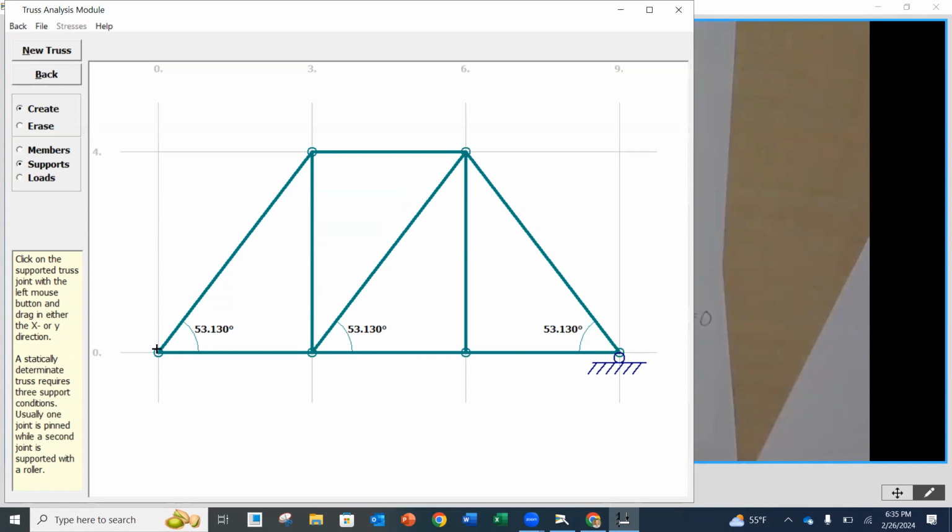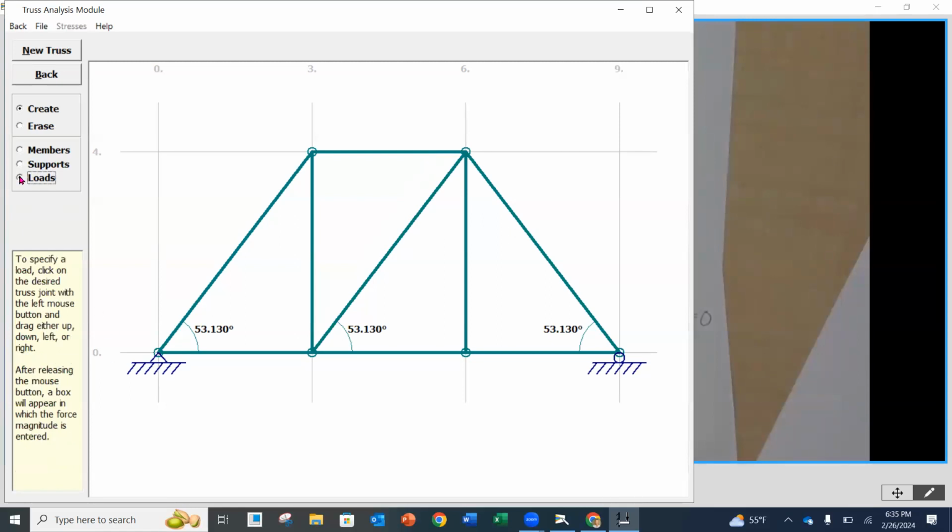I want a pin at A. So I'm going to first click down, and then click to the left. And then it's going to change it to a pin. It'll always do roller first and then a pin. Okay. So I've got my pin at A. I've got my roller at D.